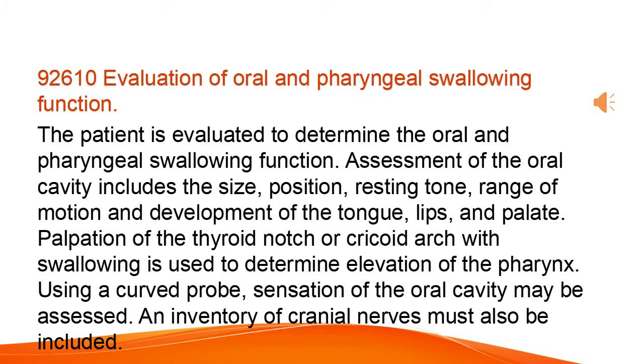Evaluation of oral and pharyngeal swallowing function. The patient is evaluated to determine the oral and pharyngeal swallowing function. Assessment of the oral cavity includes the size, position, resting tone, range of motion, and development of the tongue, lips, and palate. Palpation of the thyroid notch or cricoid arch with swallowing is used to determine elevation of the pharynx. Using a curved probe, sensation of the oral cavity may be assessed. An inventory of cranial nerves must also be included.